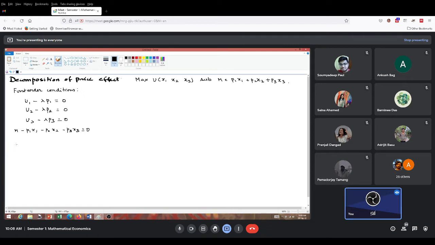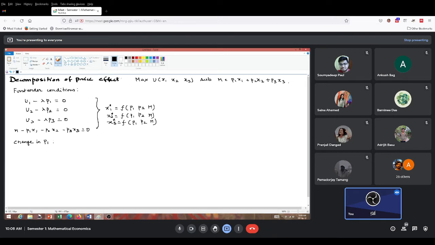Now, what I want to do is, let us suppose that there is a change in P1. Now, if we solve for them, we are going to get demand functions. X1 is a function of prices and income. X2 is a function of prices and income. These are the three demand functions. So keep this in mind.